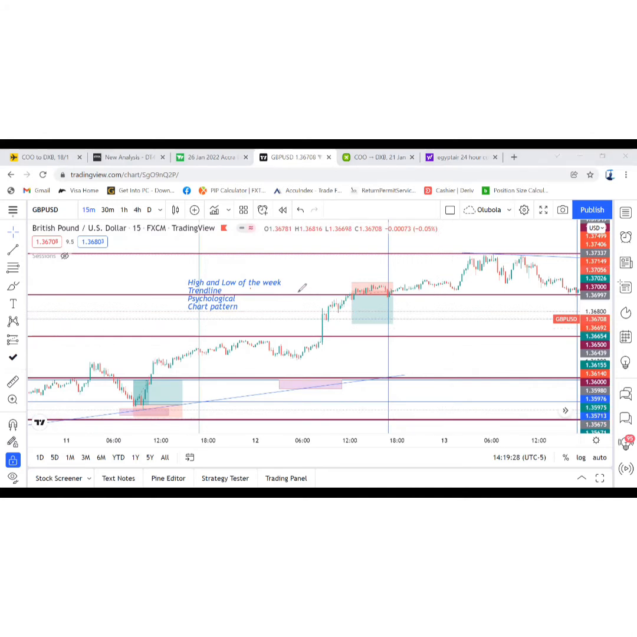One, I have my psychological level checked. I don't have a trend line. The high and low of the week, no. And even the chart pattern wasn't there.